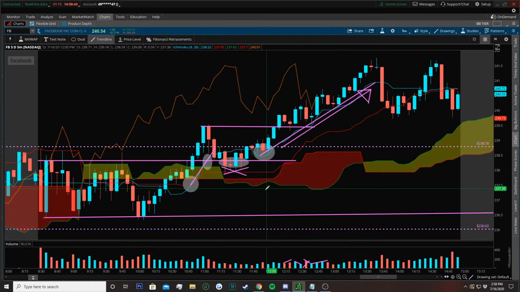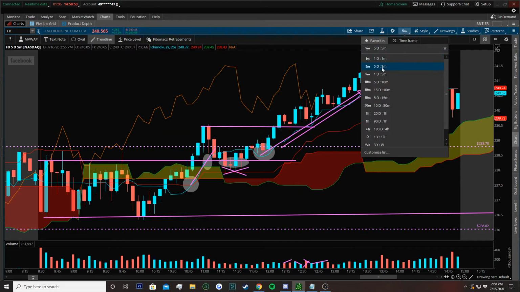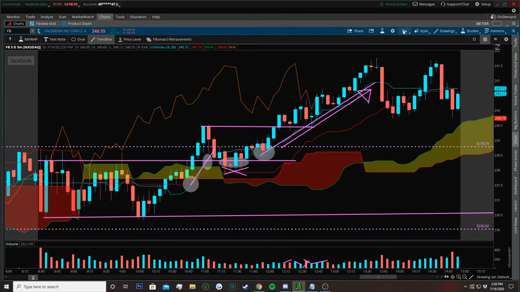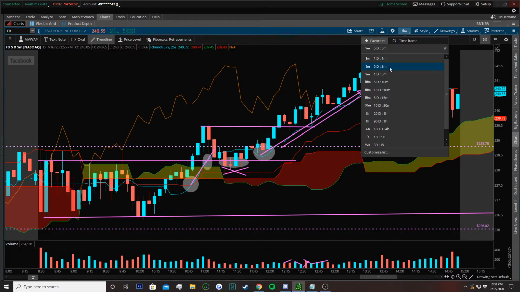But look at all of these lines as support and resistance. That's all it is. All of these are just support and resistance. This is for day trading mainly. You can use this on the 1, the 3, the 5 minute. I know that the 1 minute's okay. The 3 minute is really good. It's a really good in between.